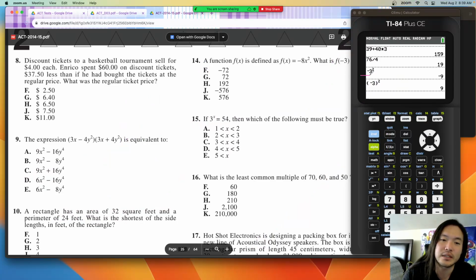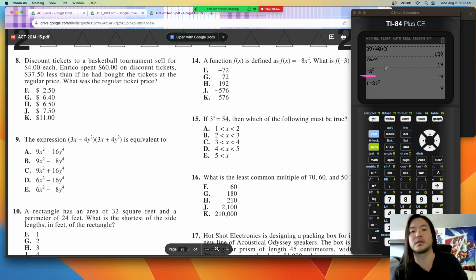And this is what I mean by you need to learn how to use your calculator. There are unique features that you want to get used to quickly.